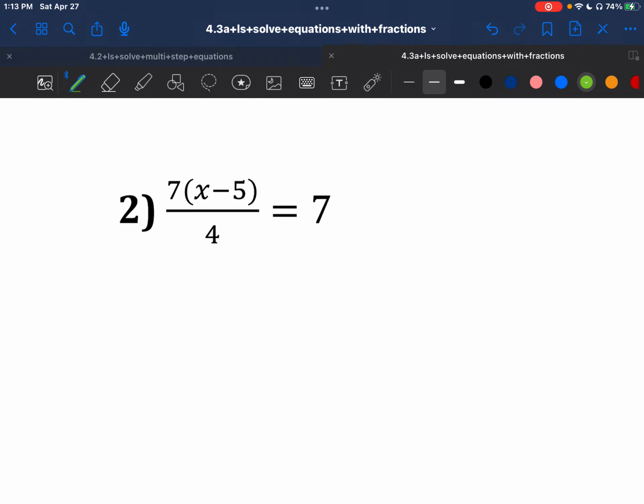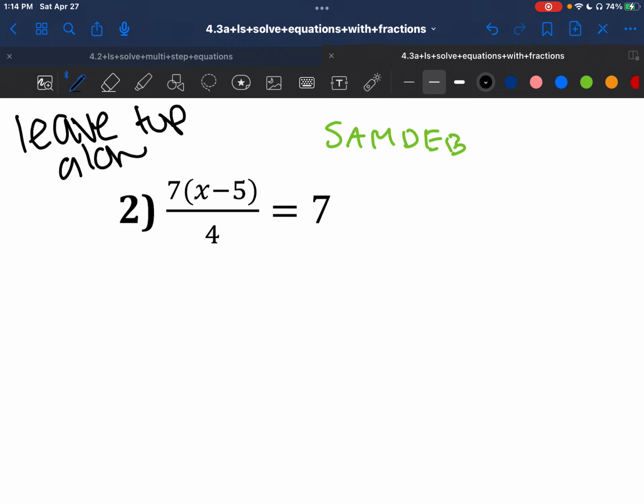Okay, so now this one. Let's go down and see. So we want to deal with the fraction first because we have division, and we have multiplication here. And we can't do anything to the top. If it's at the top, we need to just leave it there until the bottom's gone. So leave top alone. Let's take out the bottom. Times by 4. Times by 4. That's going to leave us with 7x minus 5.